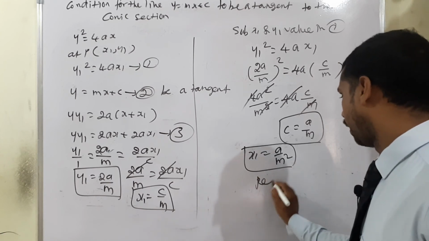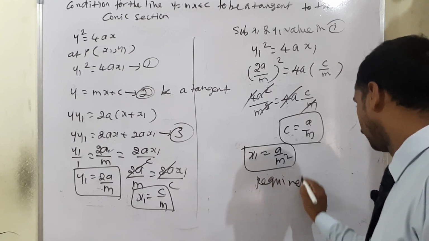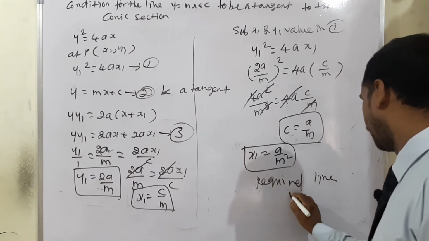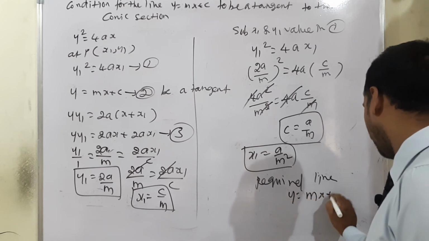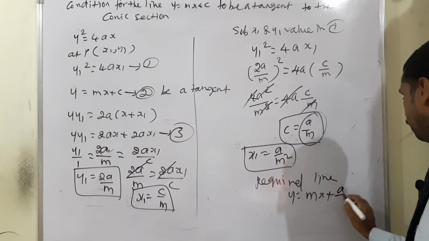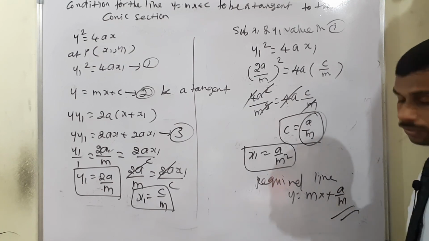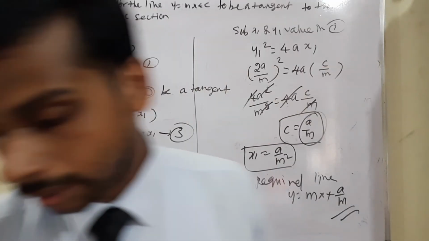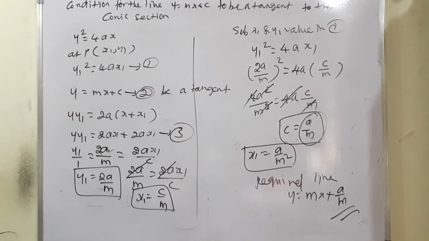Therefore the required line: the condition y is equal to mx plus c, where c we just found to be a by m. Okay, this is the condition for the parabola. Now I am moving on to the ellipse.